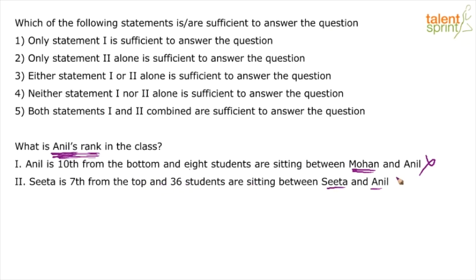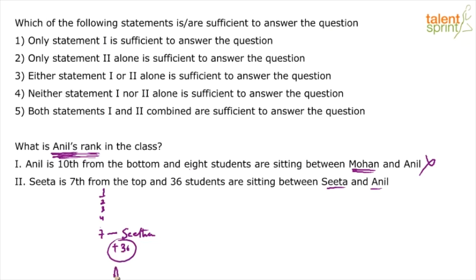Now, statement 2 alone is sufficient to find out Anil's rank. How? See, this is rank 1, 2, 3, 4 and so on up to 7. We know that Seeta is 7th. And then I know that there are 36 students between Seeta and Anil. Obviously, these 36 students will not be above Seeta. Because above Seeta, there are only 6 students. Seeta is 7th from top. So, there are only 6 students above Seeta. So, if there are 36 students between Seeta and Anil, Anil obviously has to come after 36 students.